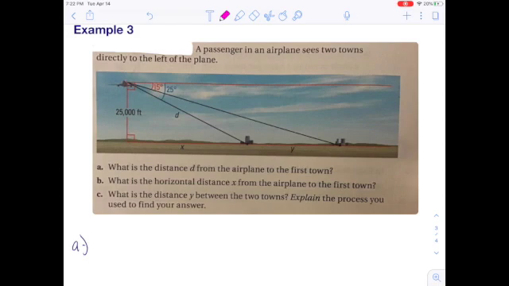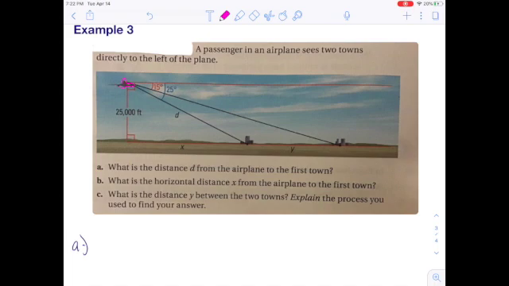Example 3 doesn't really deal with inverse functions. I just feel like it's a nice time to talk about this problem. It could be like an extension of yesterday, and I think it'll help you for that supplemental worksheet also. So we've got a passenger in an airplane who sees 2 towns directly to the left of his plane.